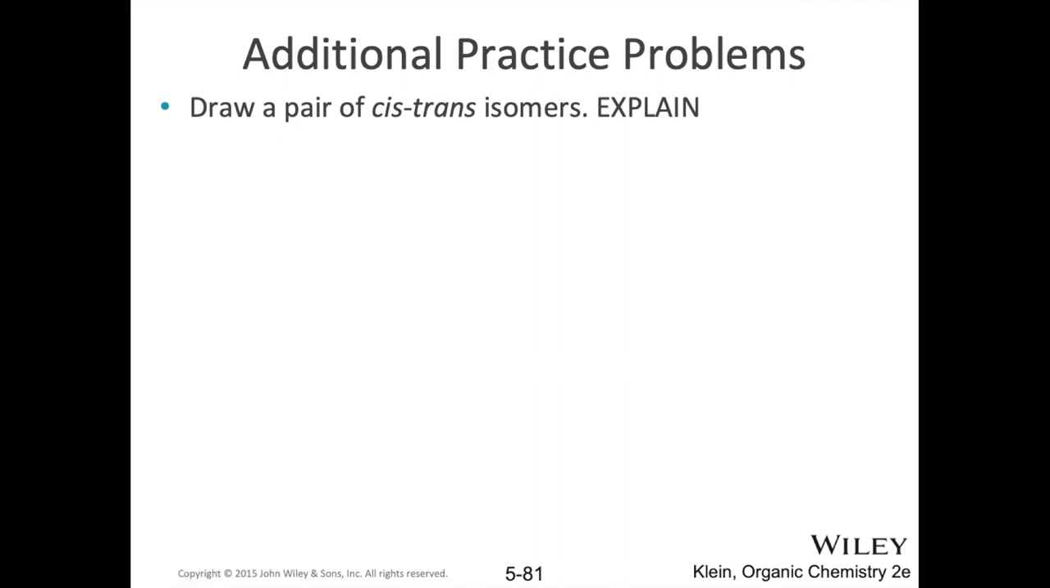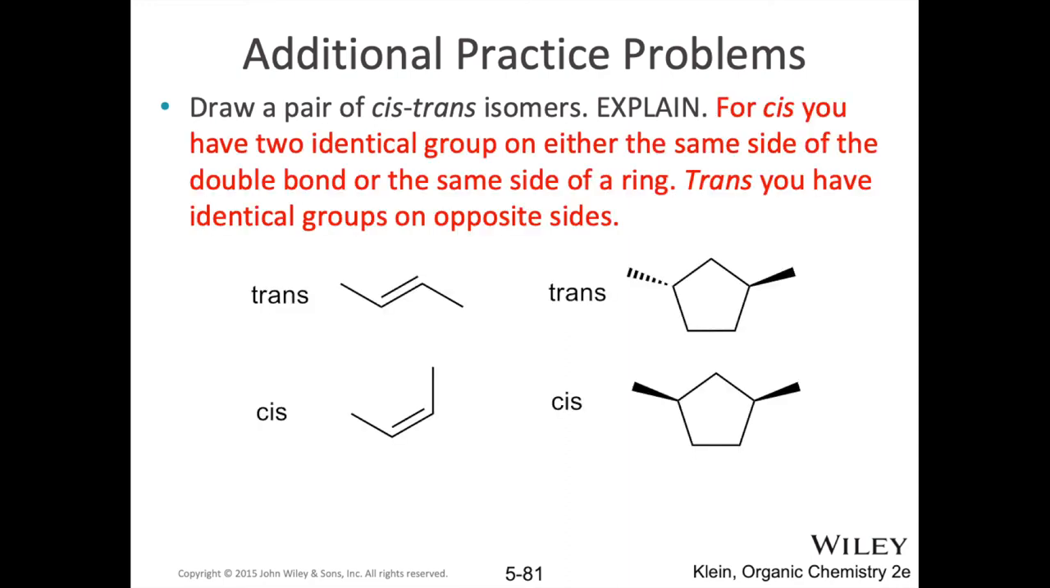All right, cis-trans isomers. Again, you've got a whole bunch of possibilities here. You could draw an alkene where the carbon-carbon double bond's locked in place, and so you can just draw 2 identical groups on opposite sides of that double bond or on the same side. Or likewise, we could have a cyclohexane and draw 2 groups that are on the same side or on opposite sides of that ring. So here are both examples.